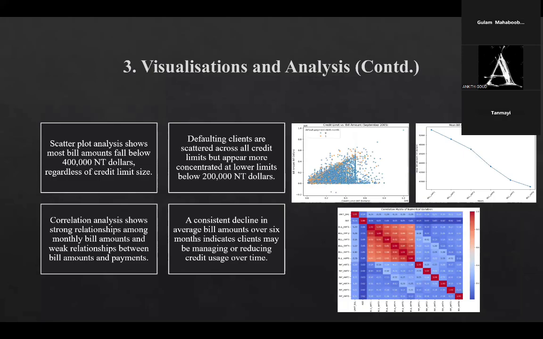In this continued slide, the scatter plot analysis shows most bill amounts fall below 400,000 NT dollars regardless of credit limit size. A consistent decline in average bill amounts over 6 months indicates clients may be managing or reducing credit usage over time. Correlation analysis shows a strong relationship among monthly bills and a weak relationship between bill amount and payments. Thank you. Tanmay, can you please take it forward?